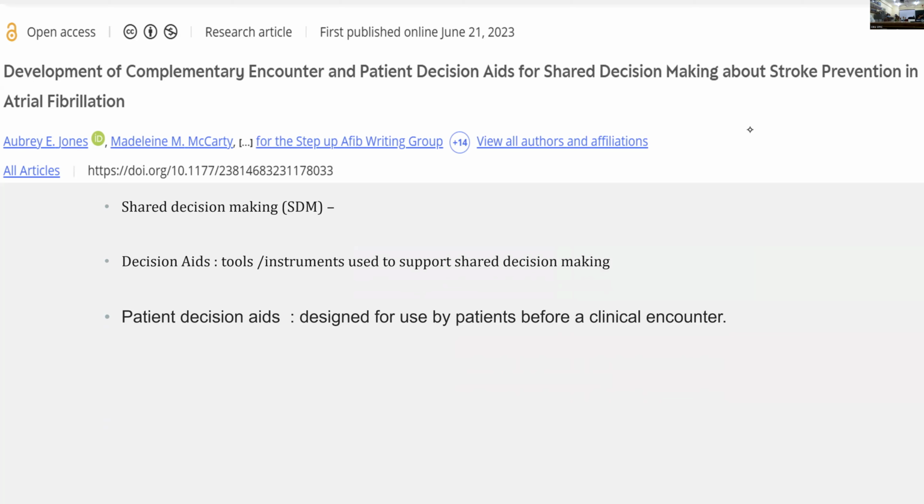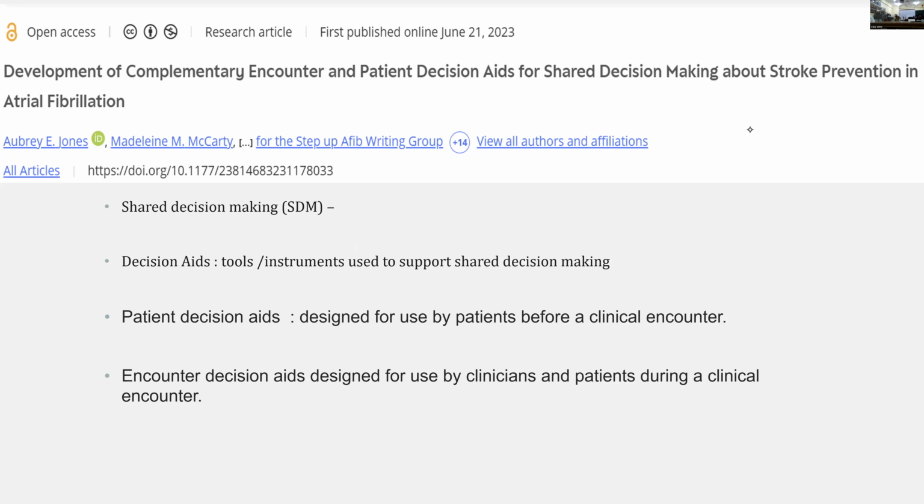This patient decision aid is used before a clinical encounter. That is, before you meet your doctor, you go through the aid and then you can ask questions to your doctor. Second is an encounter decision aid. That is, when you are in the consultation with your clinician, when you're talking with your doctor, you can use this and plan a treatment plan. So these are the 2 terms I wanted to explain: patient decision aid and encounter decision aid.